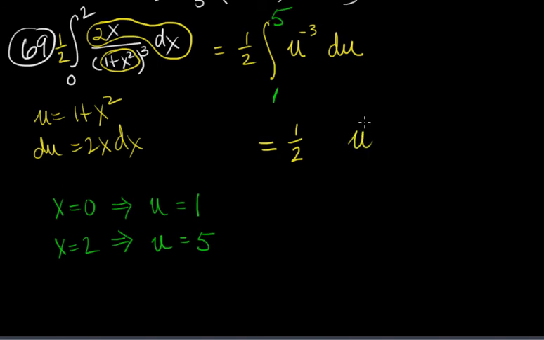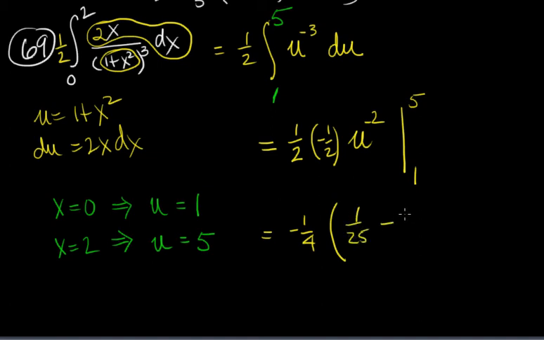So we just integrate, adding 1, u to the minus 2 times minus 1/2. And we're going to evaluate between 5 and 1. So we have negative 1/4, and I'll just evaluate the 1 over u squared, 1 over 25 minus 1 over 1, and simplify that number, and that is the signed area.